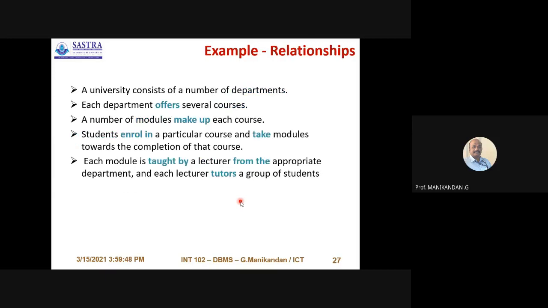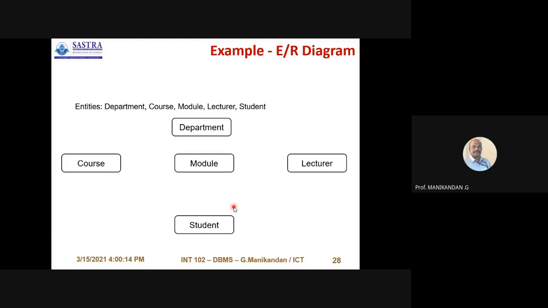Then what are the relationships? What is the relationship between department and course? Offers. Between module and course? Makes up. Between student and course? Enroll. Between student and module? Take. Between module and lecturer? Taught by. From the problem statement, you need to identify the appropriate relationship types. Now, the entities we have identified are department, course, module, lecturer and student. For the given problem statement, we have identified five entity types.